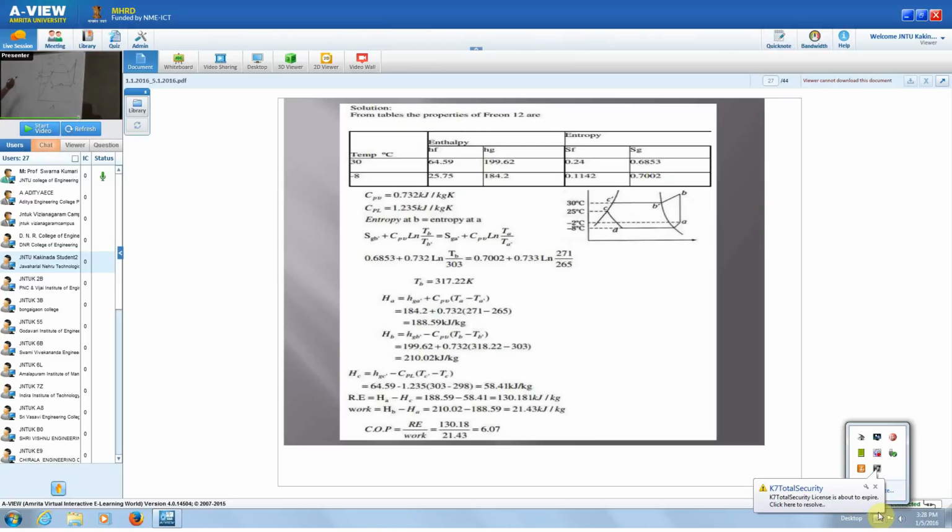Okay. So SA is nothing but specific heat of vapor into ln TA by TA dash plus S of G at minus 8 degrees centigrade. So that should be equated to SB. SB is nothing but SG at 30 degrees centigrade plus Cp of the vapor refrigerant into ln TB, that is the superheating temperature, by the saturation temperature.